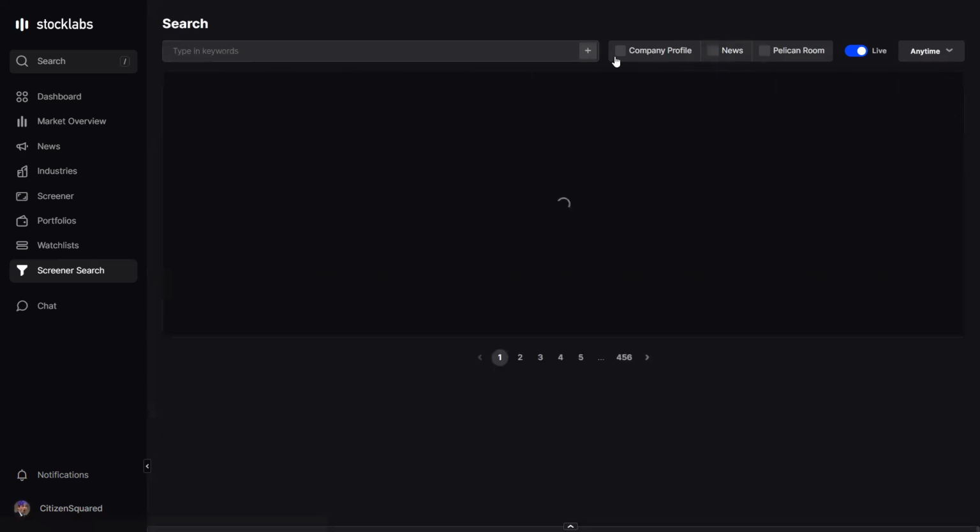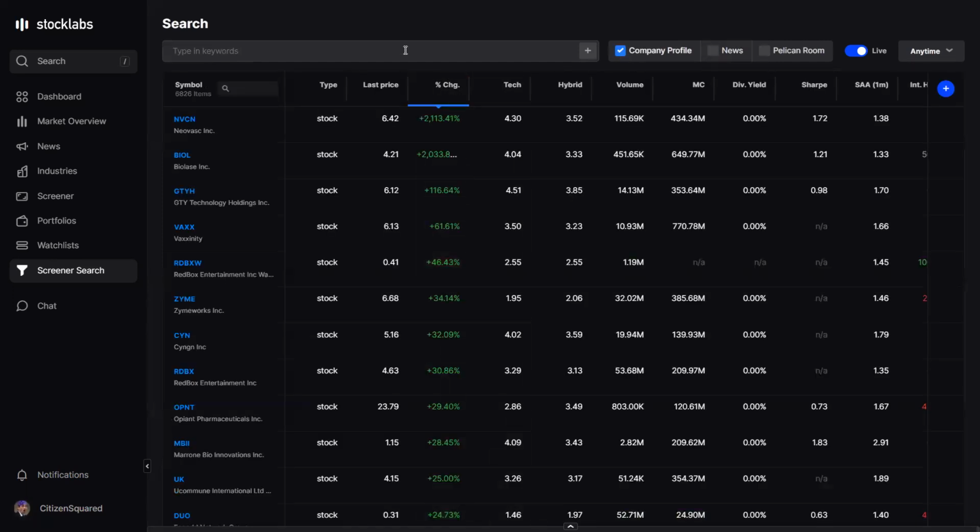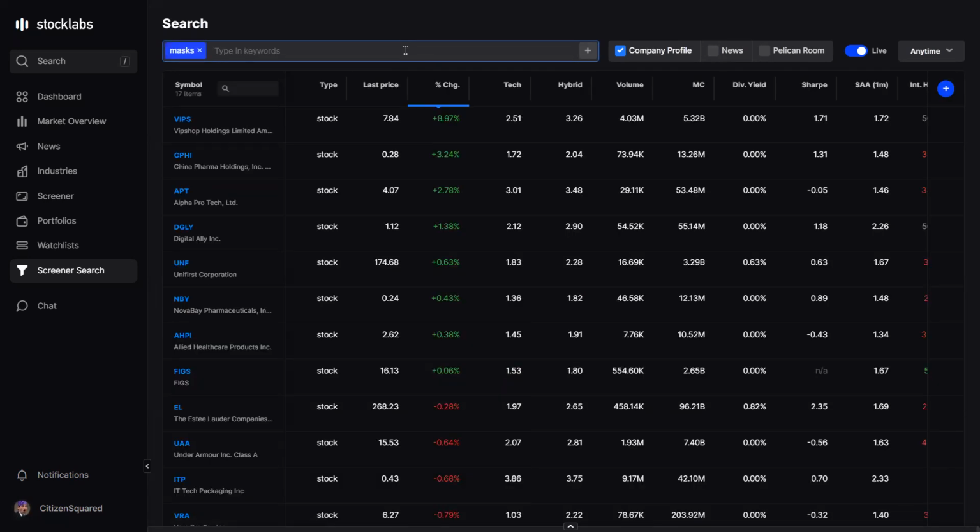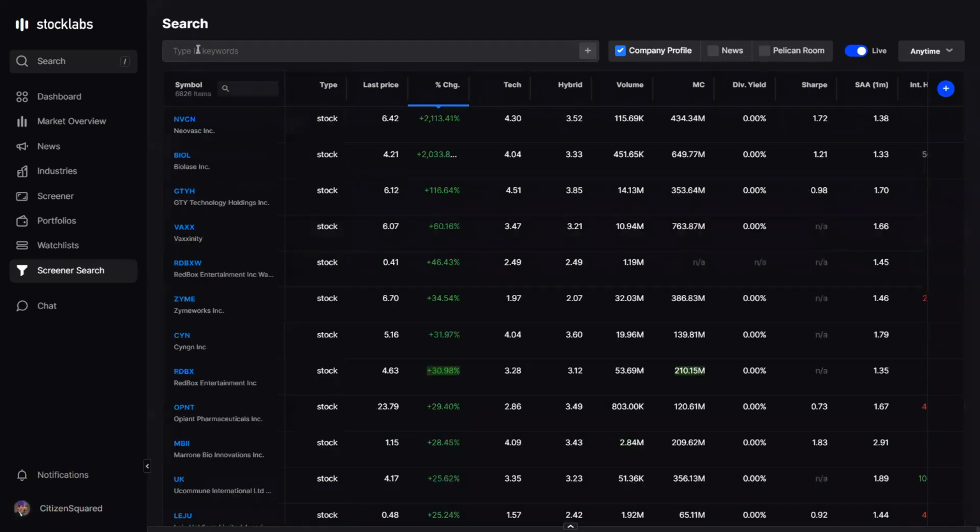Now, if there's not something current, you can search through company profiles and just say, I want stocks that do whatever. Let's see. Masks. So, okay, this isn't refined enough. Let's just search COVID. I've used COVID in a bunch of previous examples.